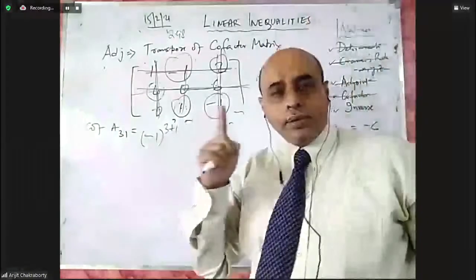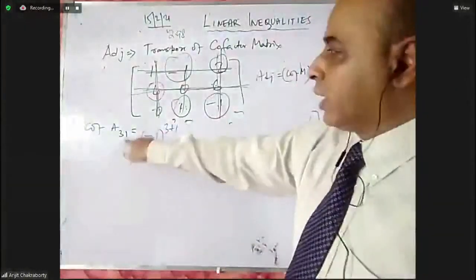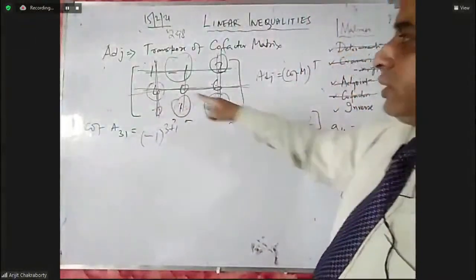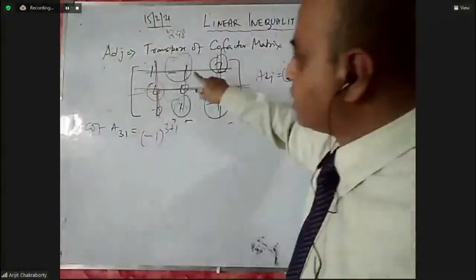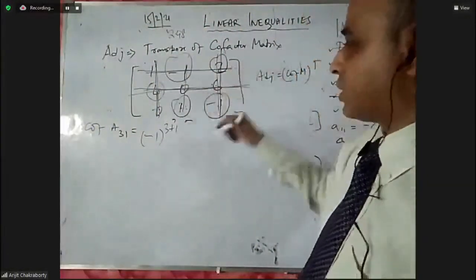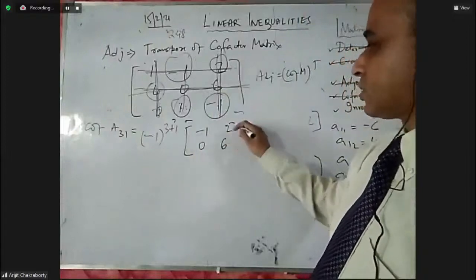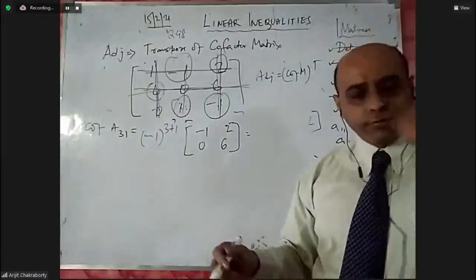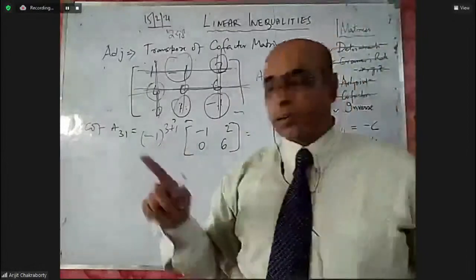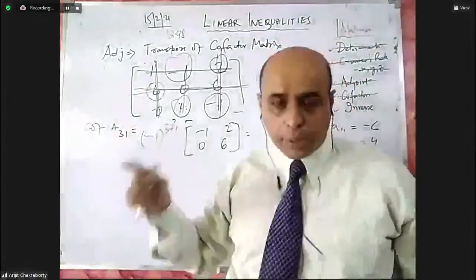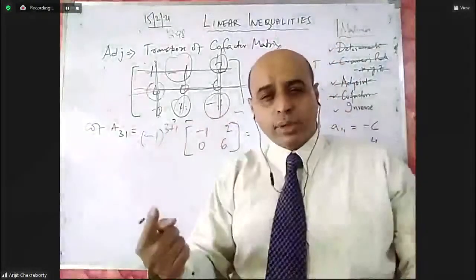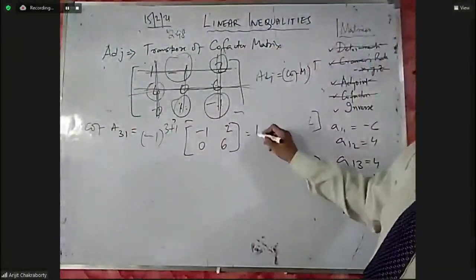And what is the determinant? 3, 1. So I will block row number 3, column number 1. So I will get -1, 2, 0, and 6. This will give me how much? -1 to the power 3 plus 1, that is 4. -1 to the power 4 is +1. So I will write +1.